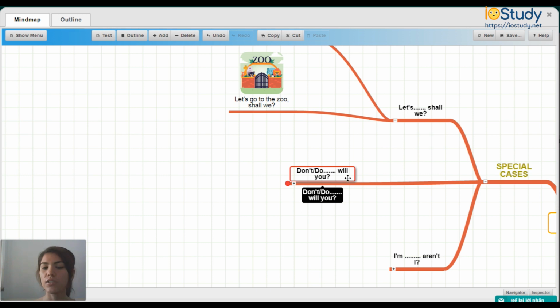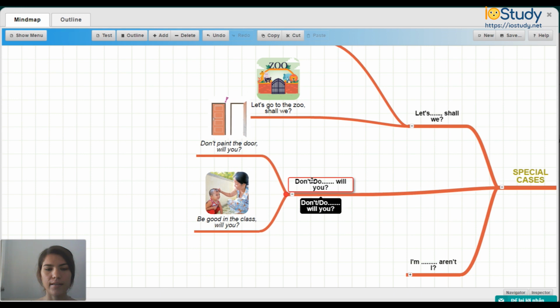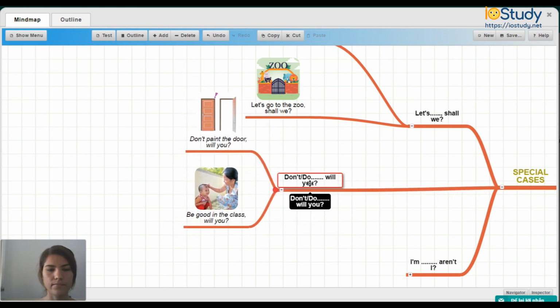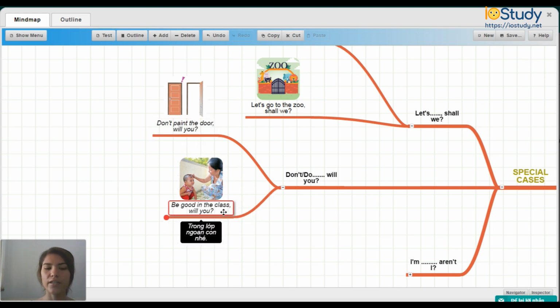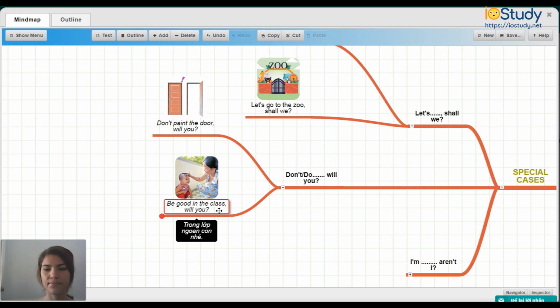Now we have don't or do, will you? Some examples here. Don't paint the door, will you? And be good in the class, will you?